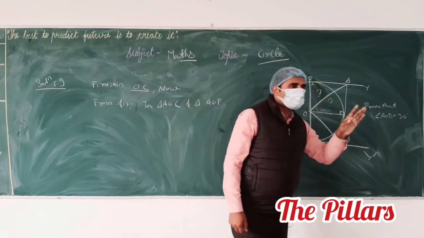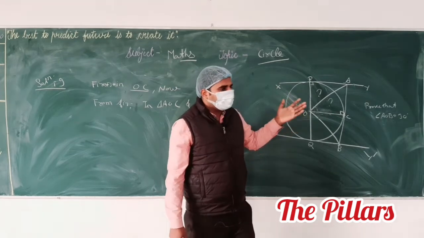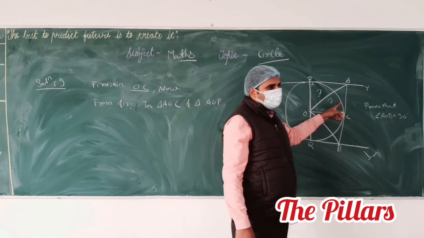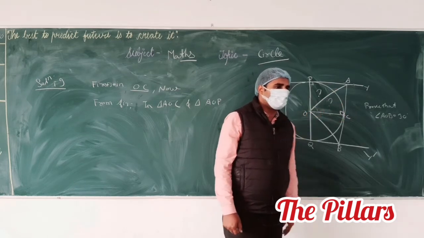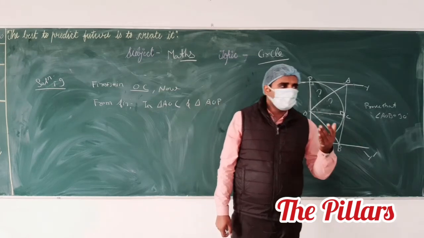If you want, then you have to show the congruency by side. Otherwise, you have to use the right angle, hypotenuse, and one side. You have to use any property. You have to prove by the side criteria. Otherwise, you have to use the right angle, RHS.